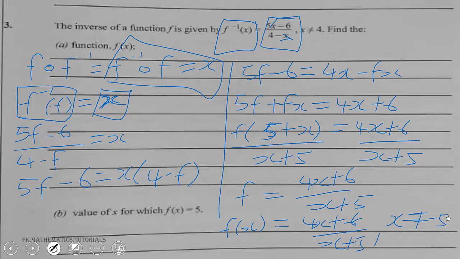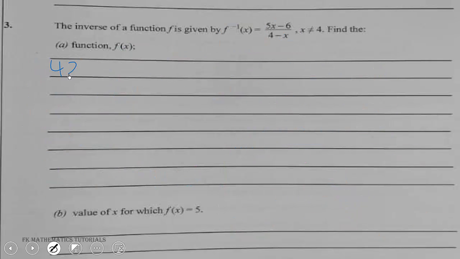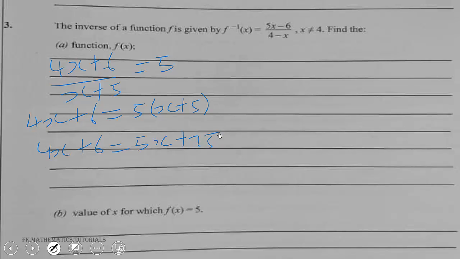So we have to find the value of x for which f of x is equal to 5. So we are going to equate 4x plus 6 over x plus 5 to 5, because f of x equals 5. Then we solve for x. So 4x plus 6 will be equal to 5 into bracket x plus 5. So 4x plus 6 will be equal to 5x plus 25. So grouping like terms, 6 minus 25 will be equal to 5x minus 4x. Therefore, x is equal to negative 19. So that is the value of x for which f of x is equal to 5.